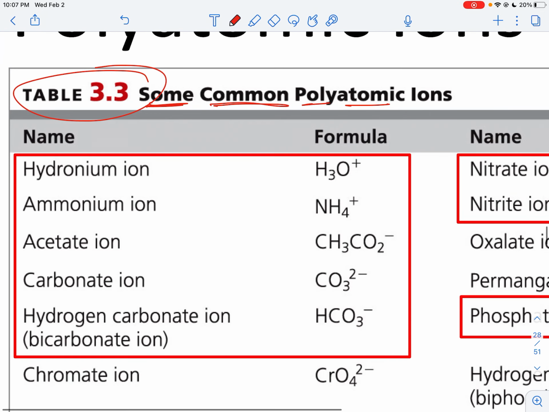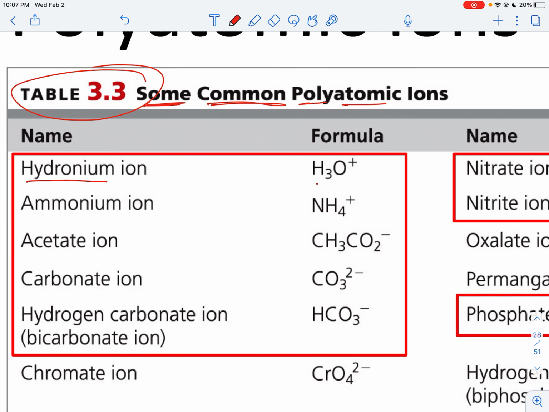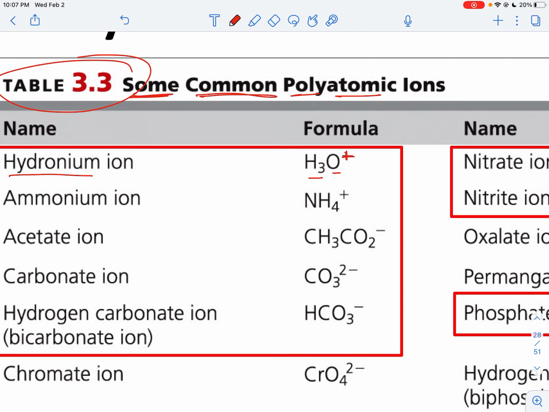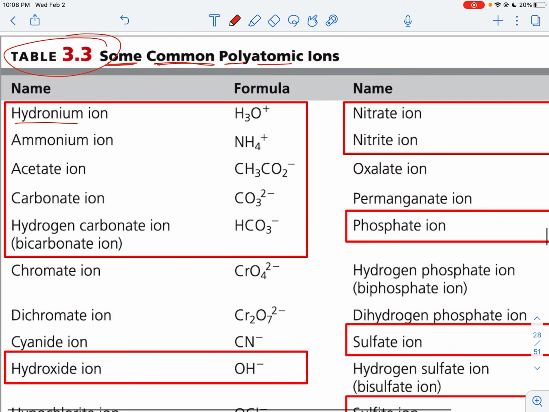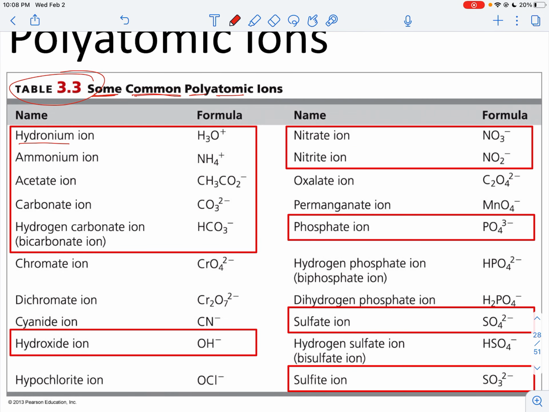For example, if we look at this very first one, hydronium, you've got 3 hydrogens and an oxygen all put together, and there's a plus charge on it, making it an ion. And so that's why this is called a polyatomic ion. So when you see something with a charge on it and there's more than one kind of element in it, that's a polyatomic. Okay? Now, of this whole table, there are 11 of them that I want you to know.